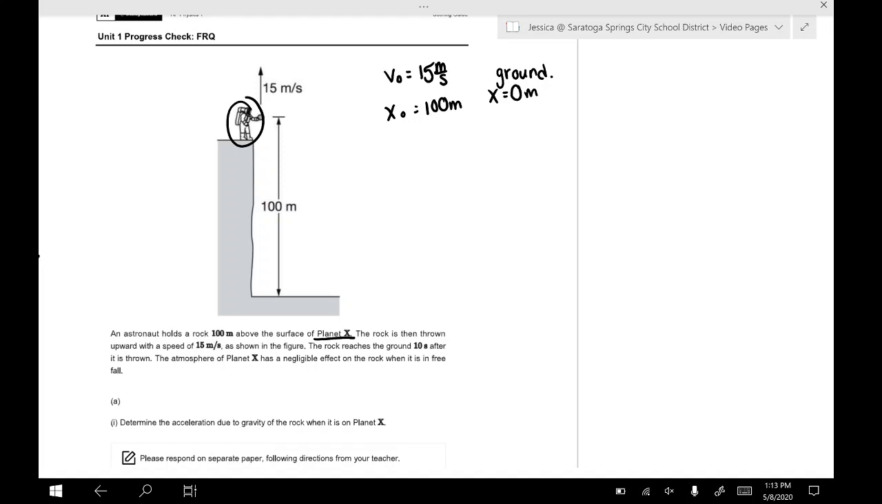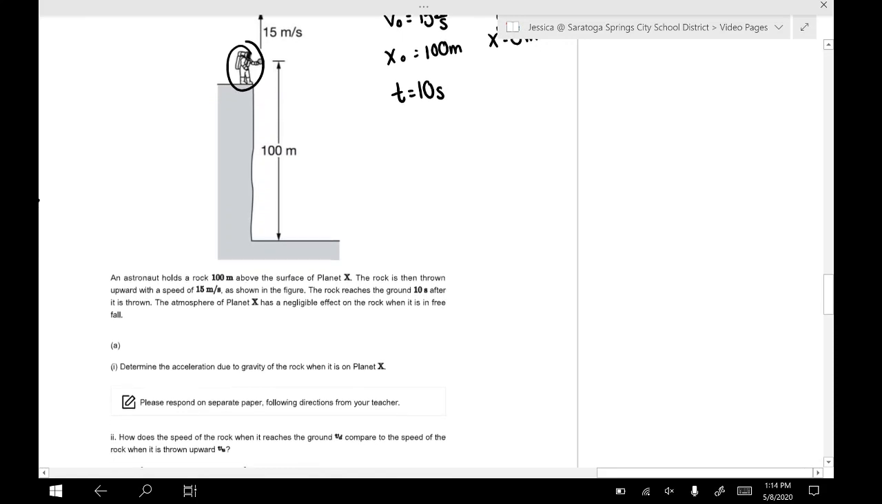But if I was on Earth, the acceleration would be negative 9.8. So an astronaut holds a rock 100 meters above the surface of planet X. The rock is thrown upwards with a speed of 15 meters a second as shown. The rock reaches the ground 10 seconds after the ball is thrown. The atmosphere of planet X is negligible when the rock is in free fall. Okay, so that just means air resistance doesn't matter.